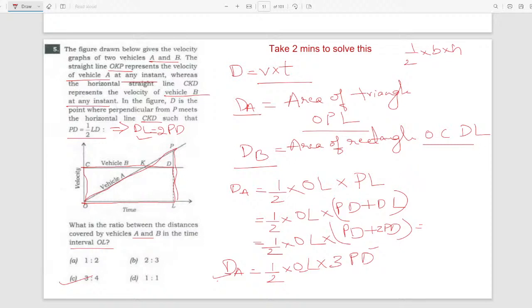So in physics, there is a concept which says that the area under the velocity time graph is the distance traveled by the particle. This is a physics concept, and they have asked it here. The area under the velocity and time graph gives the distance traveled by that particle. That question is asked here. I hope this is clear. I'll move to the next question then.